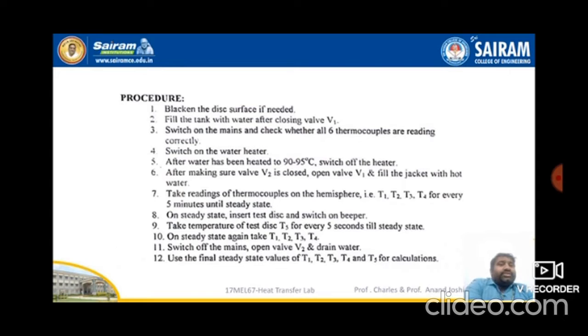Take the temperature of the test disk, T5, every 5 seconds until steady state. Once at steady state, again take T1, T2, T3, T4. Then switch off the mains, open valve V2 and drain the water. Finally, use the final steady state values of T1, T2, T3, T4 and T5 for the calculations.